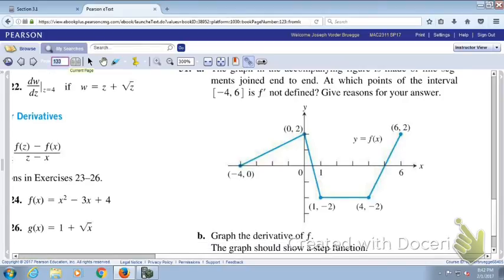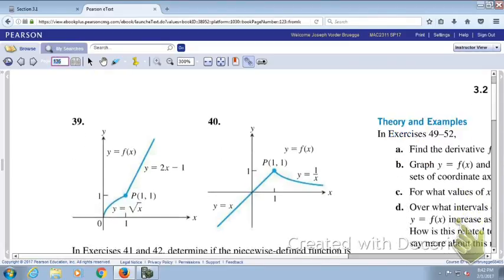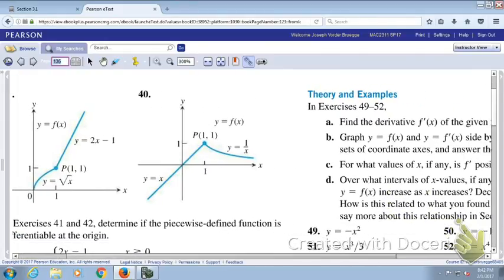Let's look at number 40. Here we're told to show that the function is not differentiable at a specific point. Now, show means more work, right? Hopefully the answer is easy.